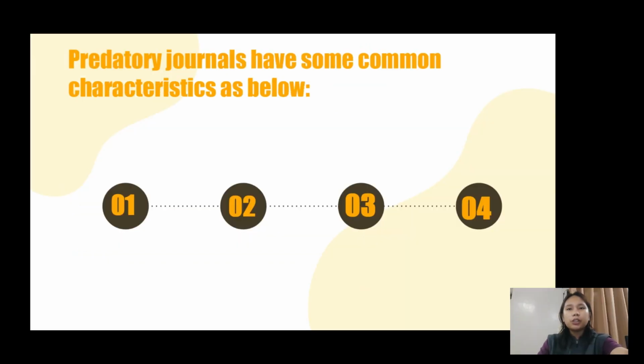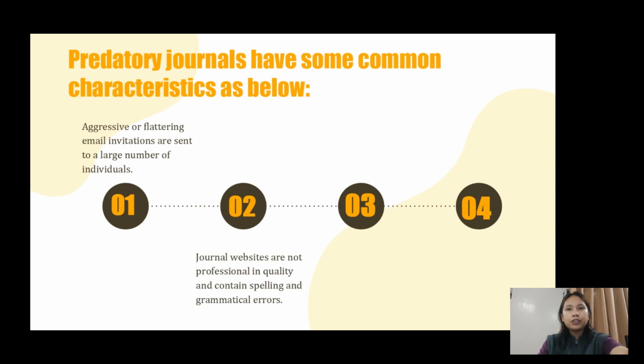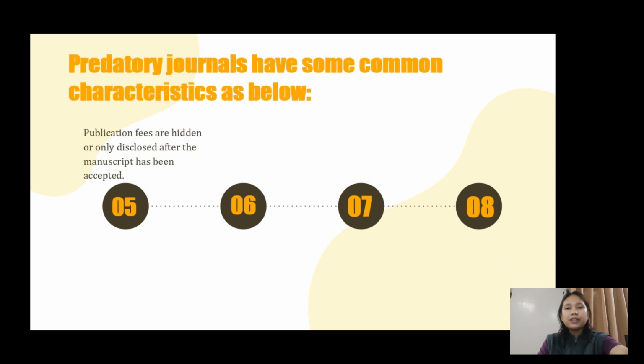Predatory journals have some common characteristics as below. 1. Aggressive or flattering email invitations are sent to a large number of individuals. 2. Journal websites are not professional in quality and contain spelling and grammatical errors. 3. No verifiable contact information is provided. 4. Editorial board members are not experts in the journal scope. 5. Publication fees are hidden or only disclosed after the manuscript has been accepted.